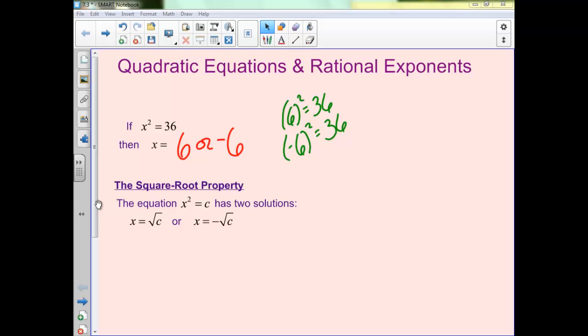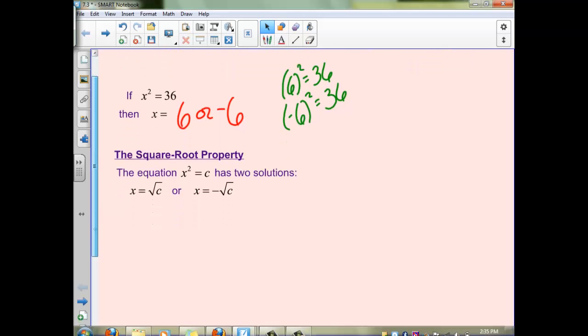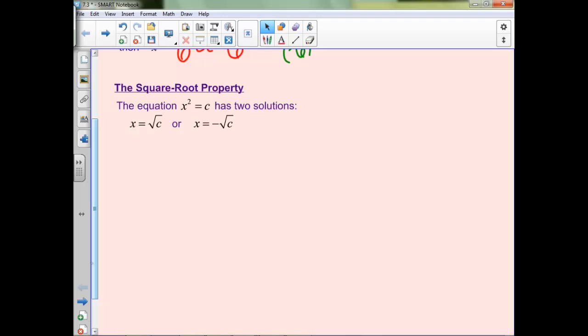This leads us to our square root property, which means that if we've got something squared equaling something else, that means that variable is either the positive root of that right side or the negative root of that right side. We're going to use this property to solve some equations, and they'll just be a little quicker than if we had to use the quadratic formula or factoring.